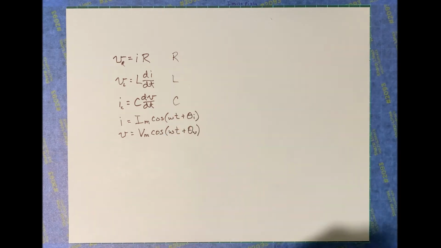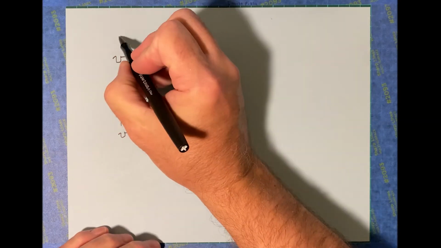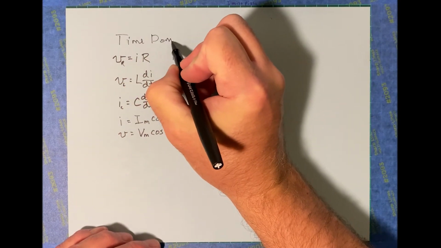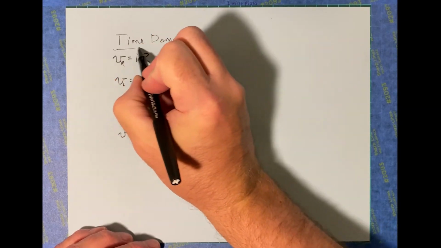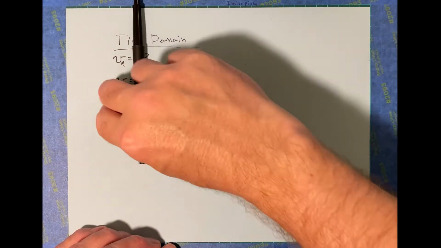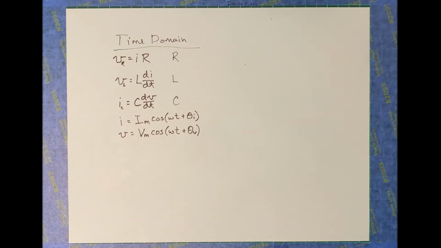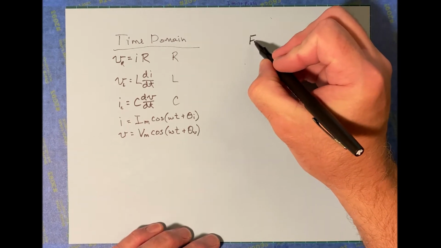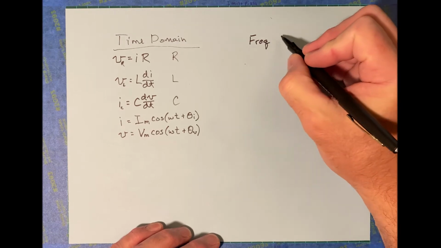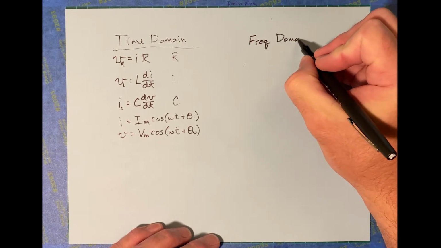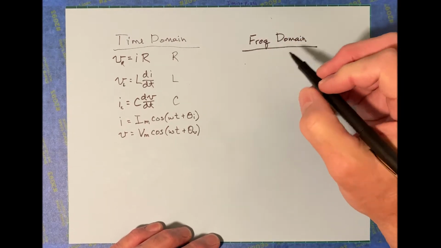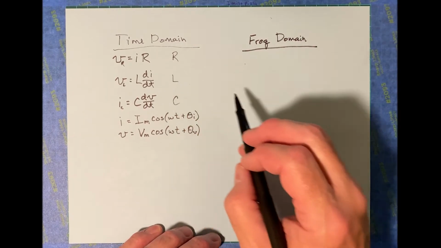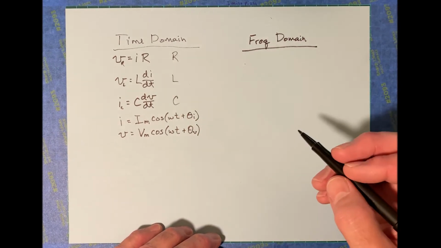Well, all of this right here, this is in the time domain. And if we want to solve a problem with sinusoidal steady state, what we have to do is transform to the frequency domain. Okay, and in order to transform into the frequency domain, each one of these elements needs to be transformed.